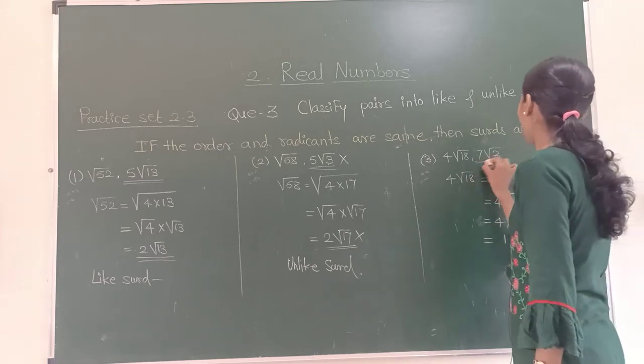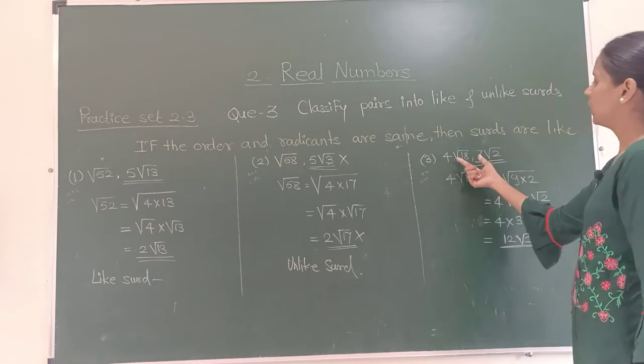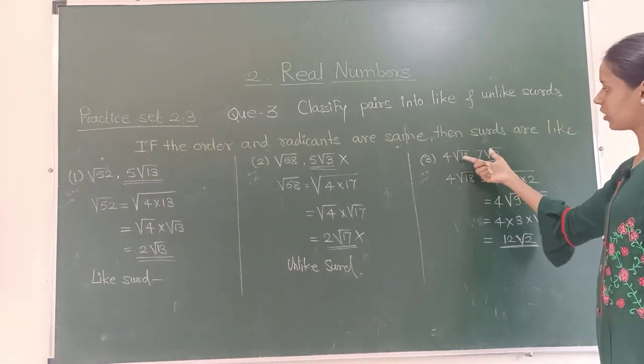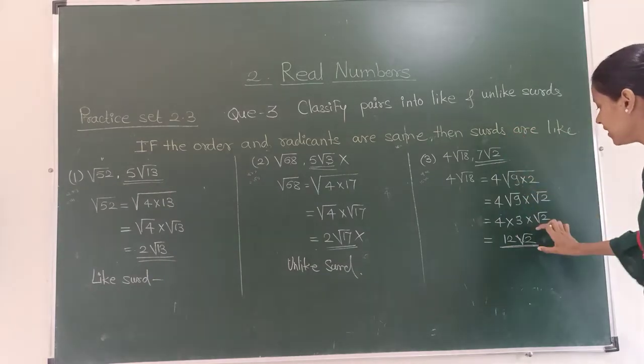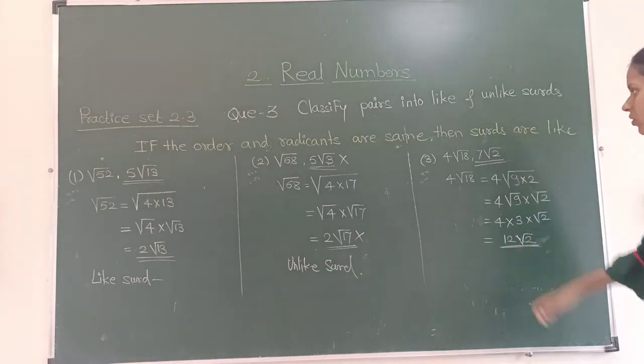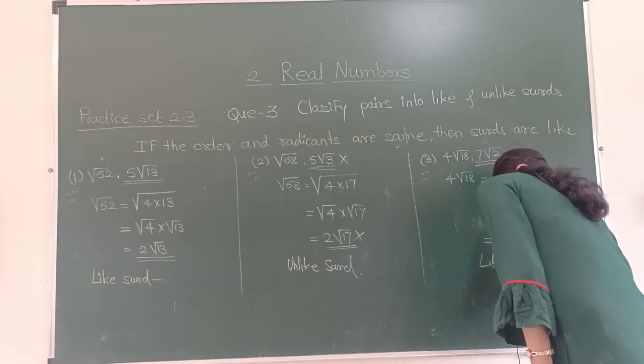Here you can check 7 under root of 2 and 12 under root of 2. The order of these two surds is the same, as well as the radicands are also the same, under root of 2 and under root of 2. Therefore, these are like surds.